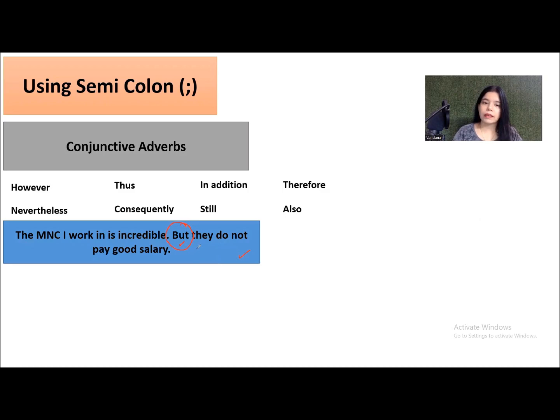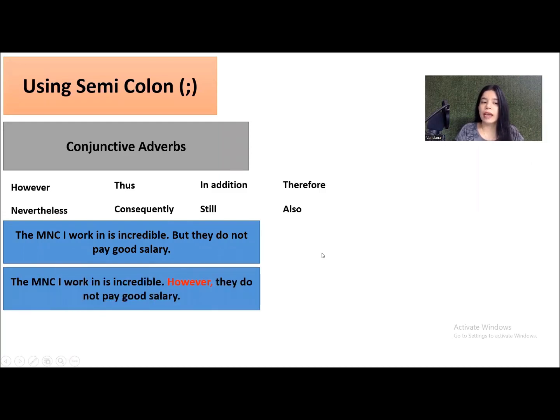So this is a classic example of an informal sentence, whereas in our IELTS exam, we only need to write formal English. However, you can use this kind of structure in your speaking module. Now, how can we make this sentence a little bit more formal? Let's take a look. It says, the MNC I work in is incredible. However, they do not pay good salary. Now, see, I have used an adverb in the beginning of the sentence, and this adverb is however, and I am using a comma after it.